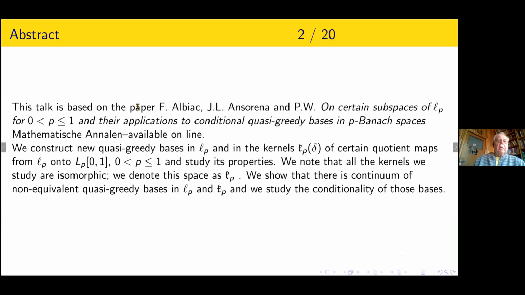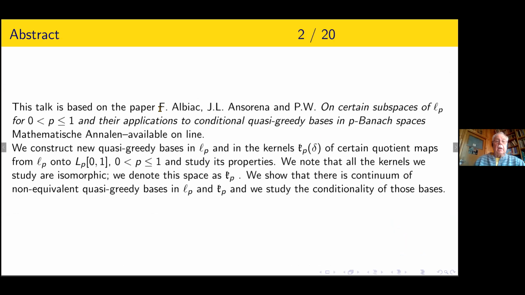I think, worldwide meeting or seminar. And as you can see, we'll talk about joint work with Fernando Albiac and Jose Luis Ansorena. And basically, as usually titles go, they are more general than reality. The talk is based on our joint paper, which is available online at Mathematische Annalen.